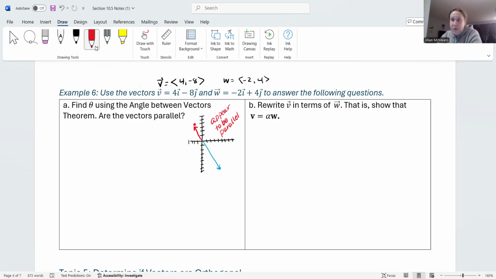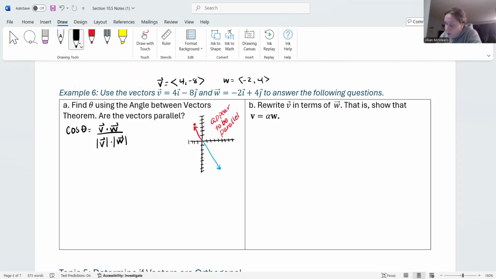So we know a couple of things here. We know that we can find an angle between vectors. And if we find an angle between vectors and it's either 0 degrees or 180 degrees, we can say, hey, these things are definitely parallel, okay? So please recall that cosine of theta, for our vectors v and w, is equal to v dot w, the dot product of your two vectors, divided by the product of their magnitudes, okay? All right, so what we're going to do is find the dot product, find the magnitudes individually, and then plug it all into this formula, okay?